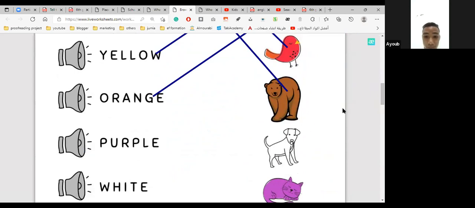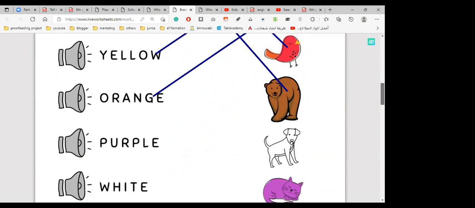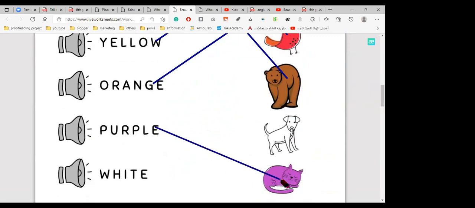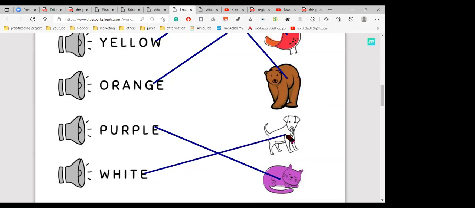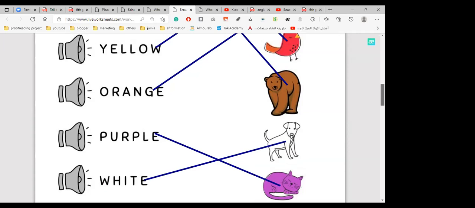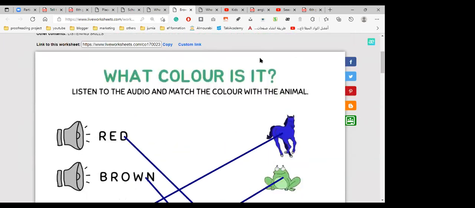Purple. The cat. The cat is purple. Yes, very good. White. It's a dog. The dog is white. Very good. So these are some of the colors. We are going to use these colors with, what we call, the clothes, okay?